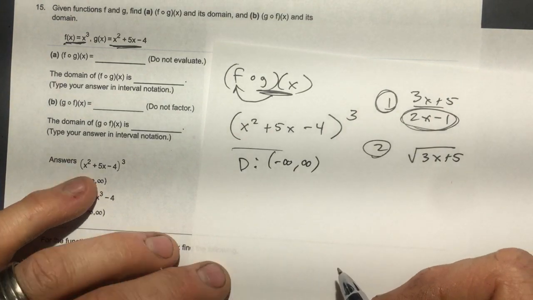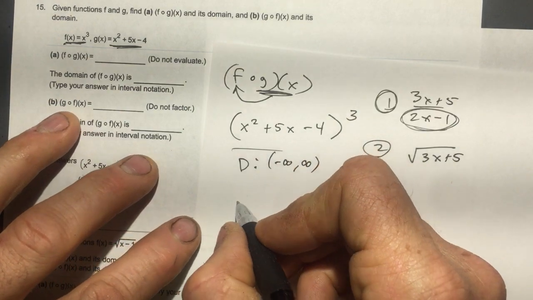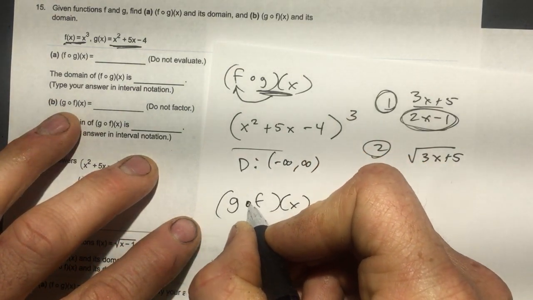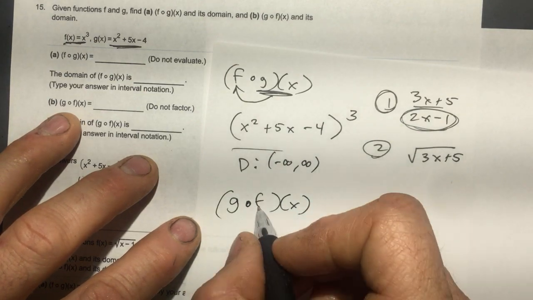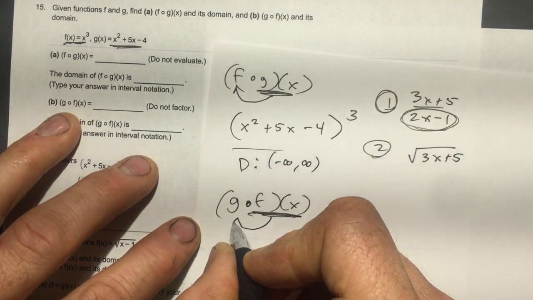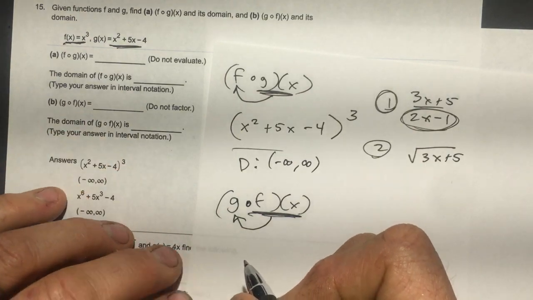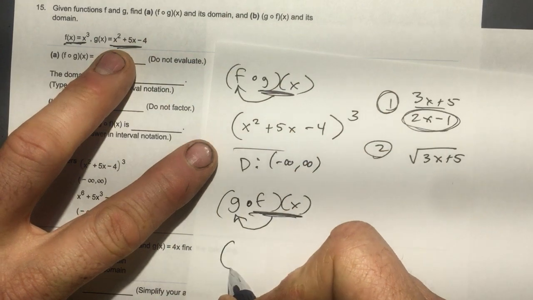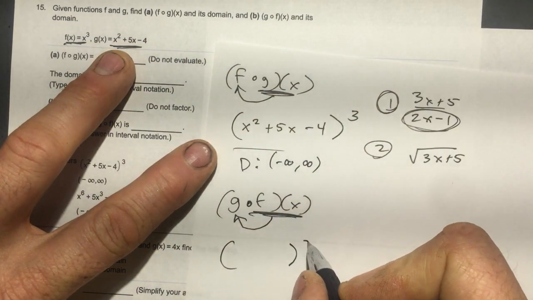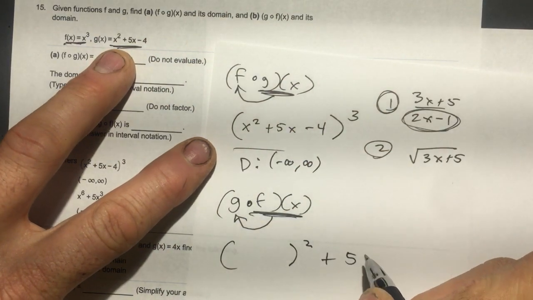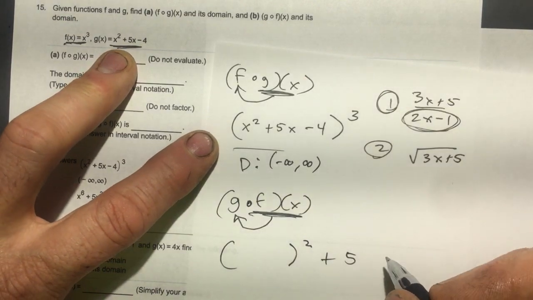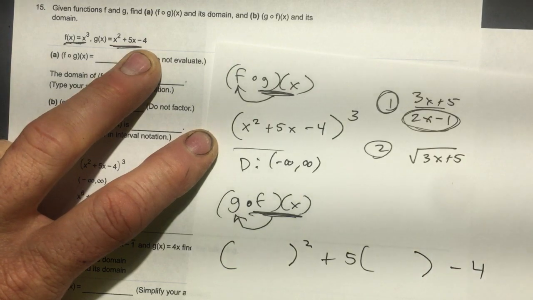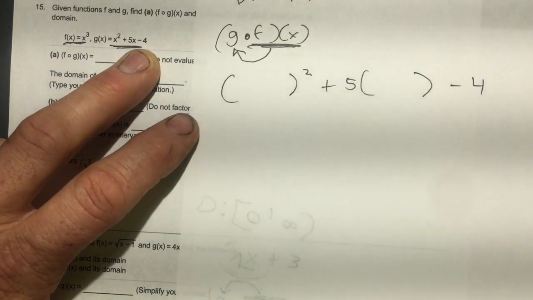Okay, now for part B, we've got to do g of f. G of f of x means I take the f function and put it in for the g function. So here's my g function right there. Now let me write it out. Where the x is, I'm going to put these blank parentheses. So I've got x squared plus 5x minus 4. Let me move it up a bit, okay?